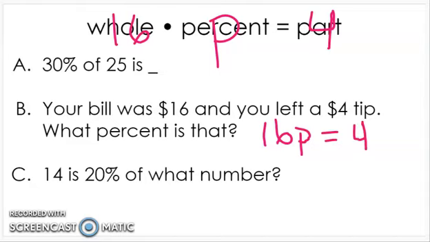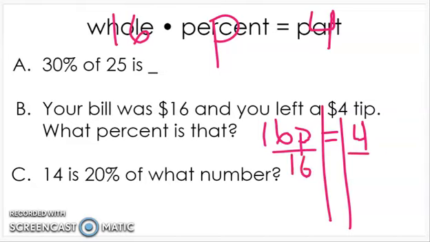So I can think back to solving for x, and I can do the inverse operation. So the inverse of multiplication is division. So I'm going to divide by 16 on both sides. 16 divided by 16 is 1, and 1p is the same as p.